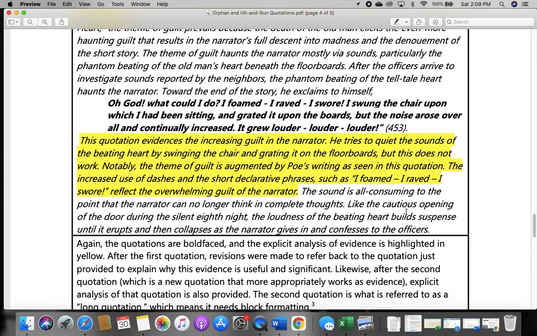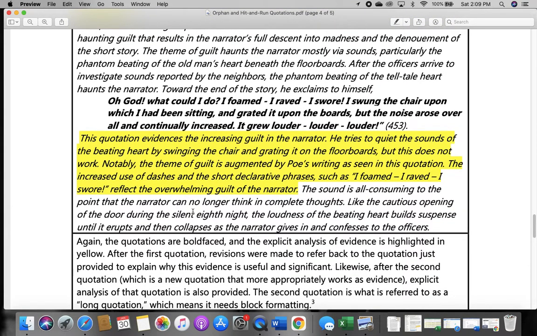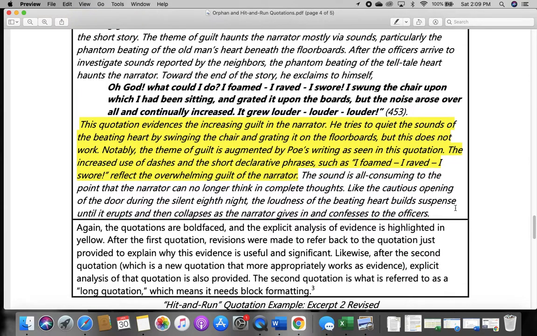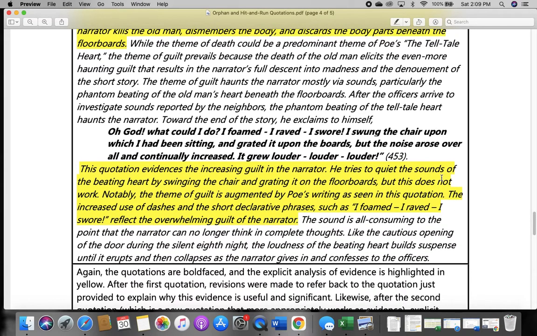The sound is all-consuming to the point that the narrator can no longer think in complete thoughts. Like the cautious opening of the door during the silent eighth night, the loudness of the beating heart builds suspense until it erupts and then collapses as the narrator gives in and confesses to the officers.